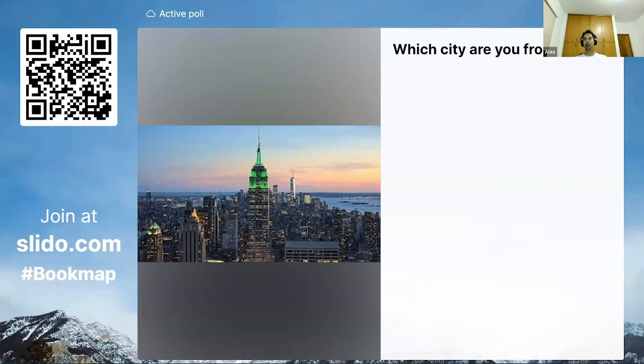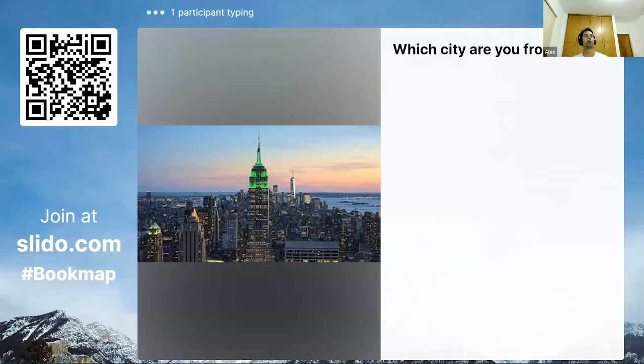Just let me know if you can see it. Okay, I see Craig, thank you, John. I know Craig has already asked this question, but it'll be great just quickly now if you can scan with your iPhone or your Google phone, Apple or Google, or whichever phone you have. You can scan that QR code, or if you're on your desktop, go to slido.com and then hashtag bookmap. Okay, slido.com hashtag bookmap.